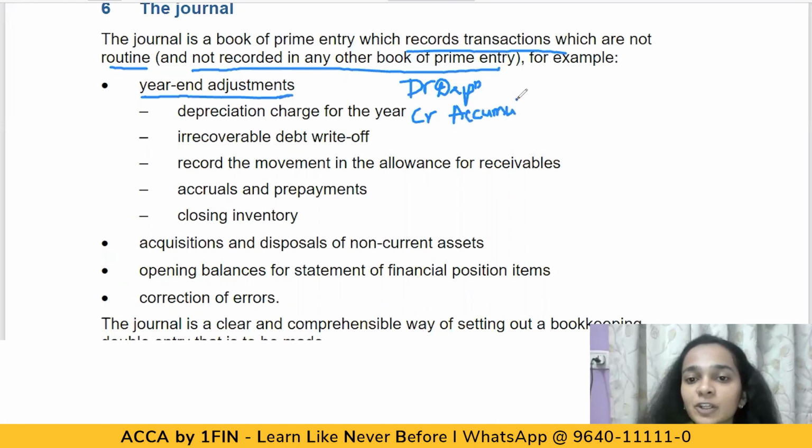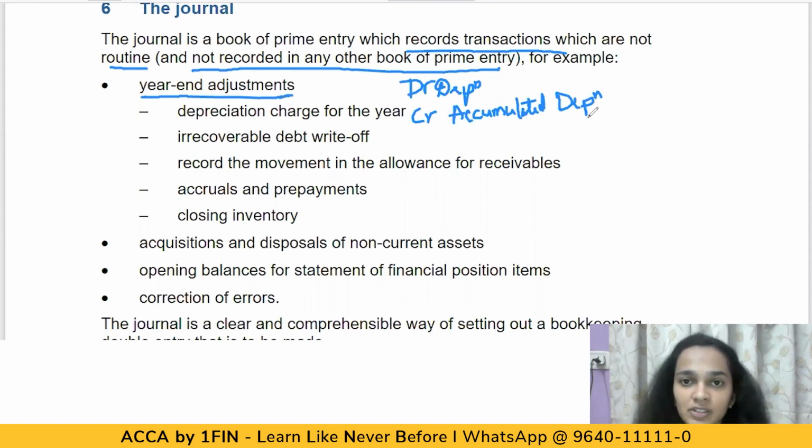And basically, this accumulated depreciation is reduced from the cost of the fixed asset. Whenever we are utilizing any fixed asset, there is wear and tear of the asset, as a result of which there's a charge which we reduce from the asset, and that charge is nothing but depreciation. So depreciation is the charge, and depreciation is something which will come here in the journal.